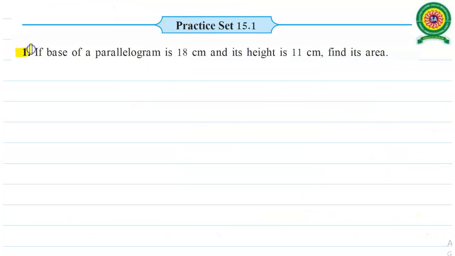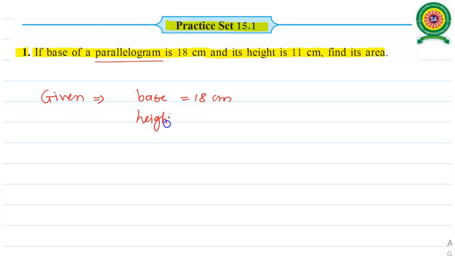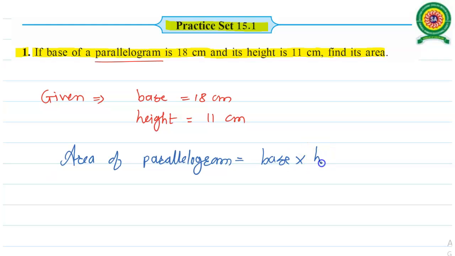Now look at question number 1 from practice set 15.1. If the base of a parallelogram is 18 cm and height is 11 cm, find its area. So write down firstly the given data. The quadrilateral is a parallelogram whose base is 18 cm and height is 11 cm. Now we know that the area of the parallelogram is, let's have the formula first, base into height. So now we have base 18 cm and height 11 cm.